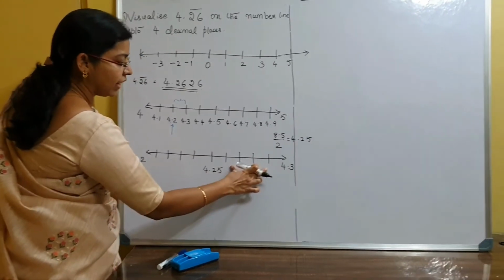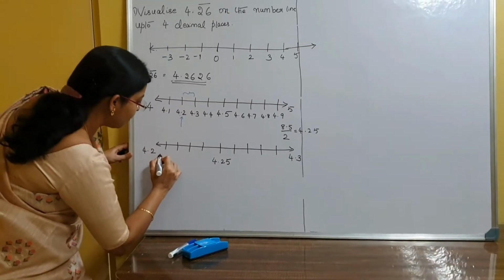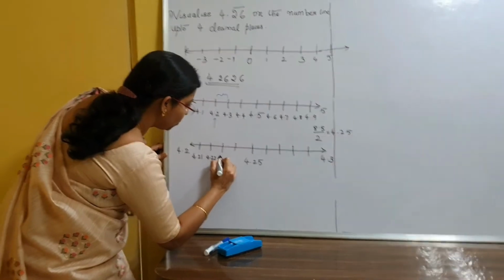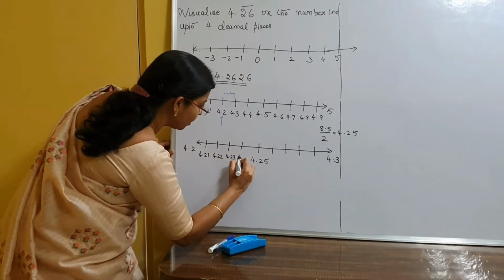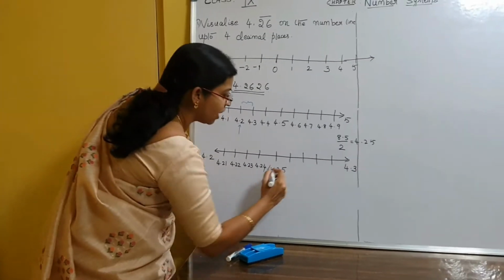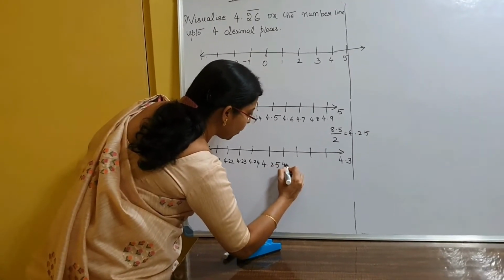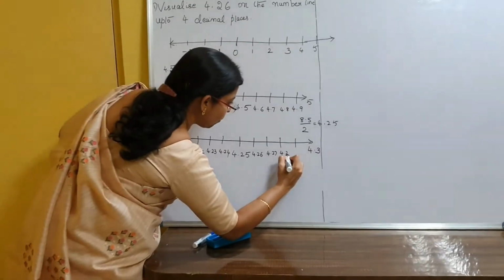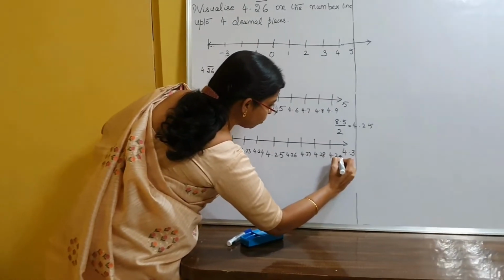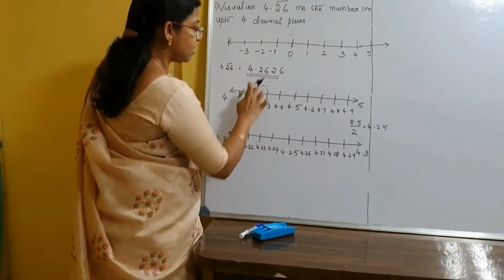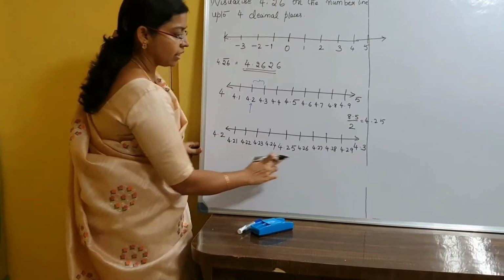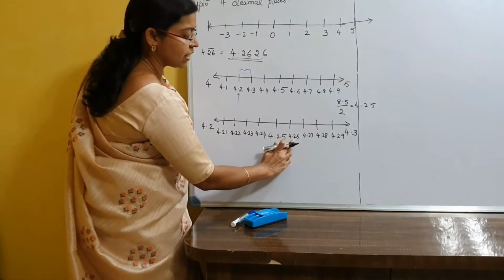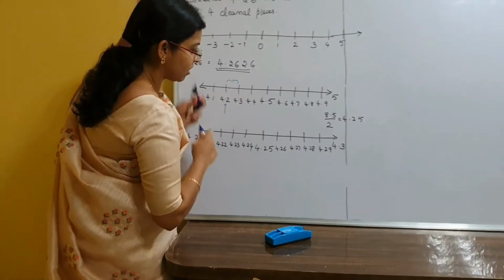So the other 8 divisions are here. This will be 4.21, 4.22, 4.23, 4.24, and this will be 4.26, 4.27, 4.28 and 4.29. Where is 4.26 lying now? We see that it is on the right hand side of 4.25, which is here. So 4.26 is here.